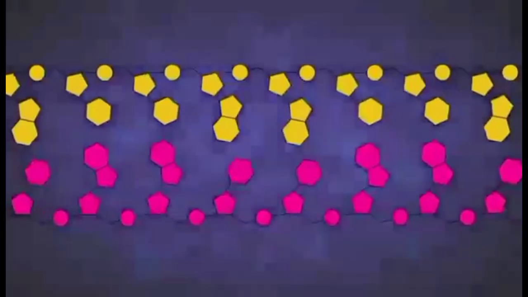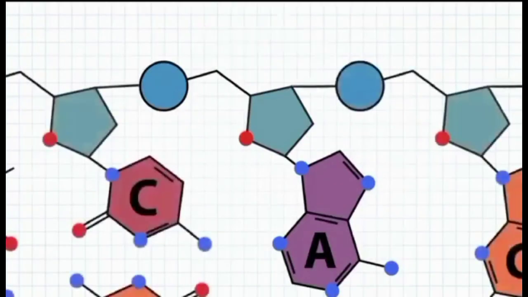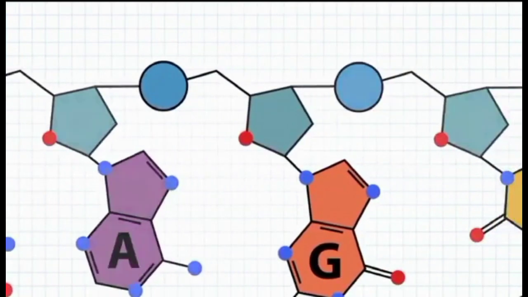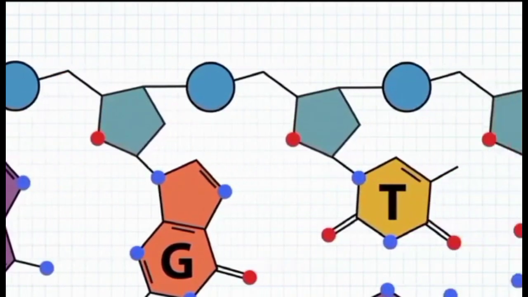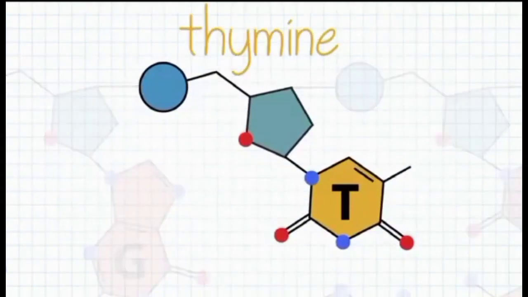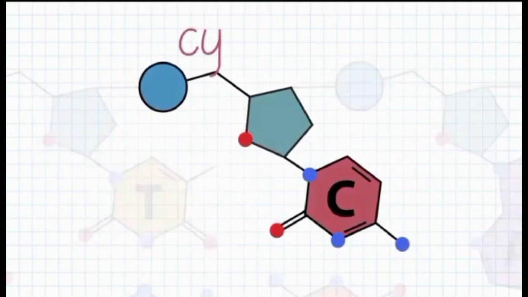There are 4 different bases in DNA. Two belong to the class of organic molecules known as purines. Adenine and guanine are the purines. The other two are pyrimidines. Thymine and cytosine are the pyrimidines.